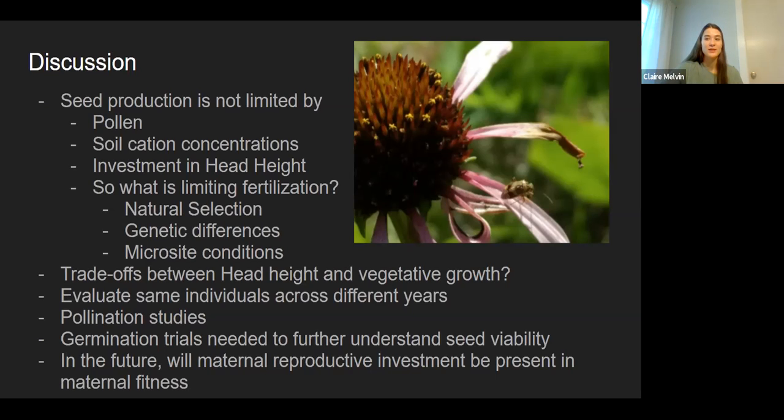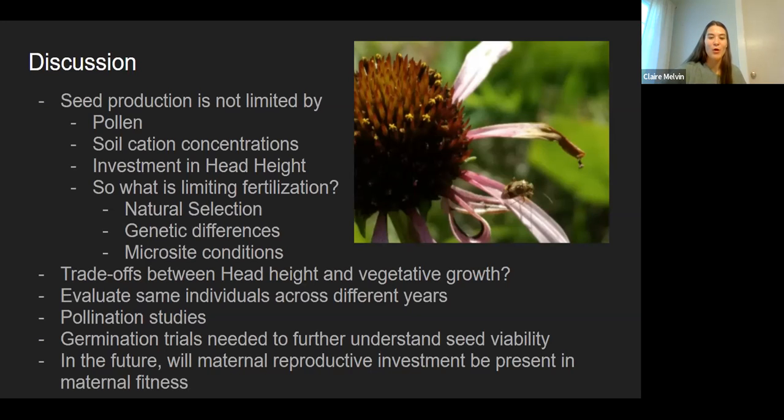So what is actually limiting seed production and limiting fertilization? It could be natural selection, genetic differences between plants, or the microsite conditions that these populations are found on. And further research could look at trade-off between head height and the other vegetative growth measurements, the other morphological measurements. And it would be really important to evaluate these same plants across different years, and pollination studies will further help understand fertilization, and germination trials are needed.